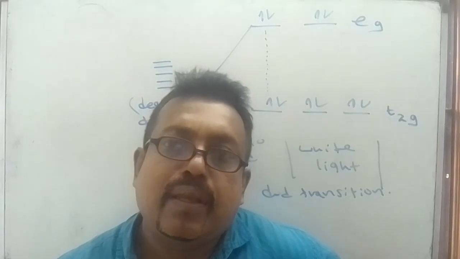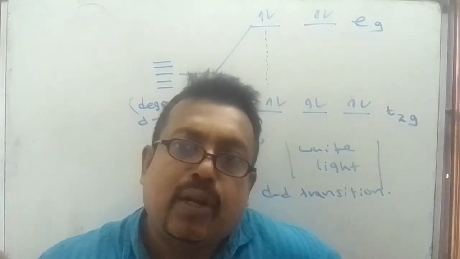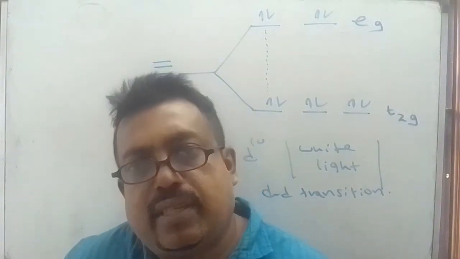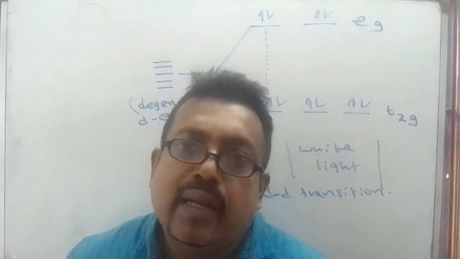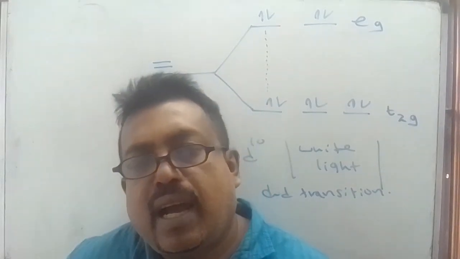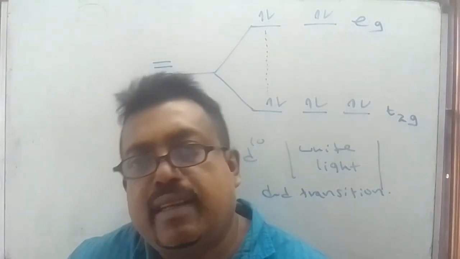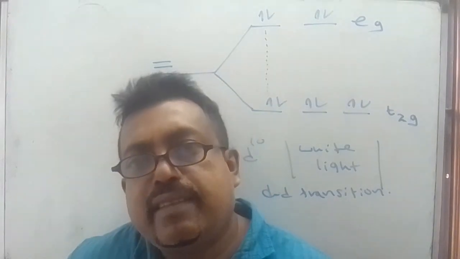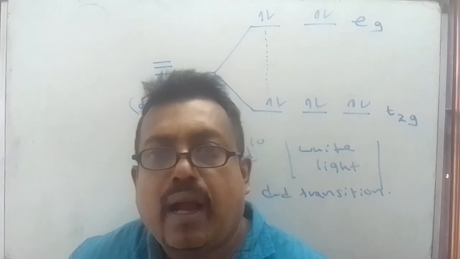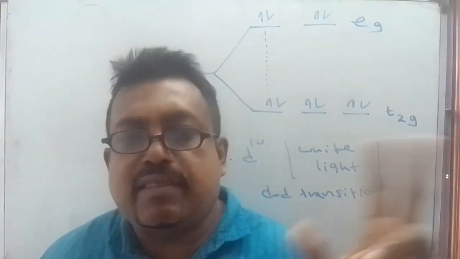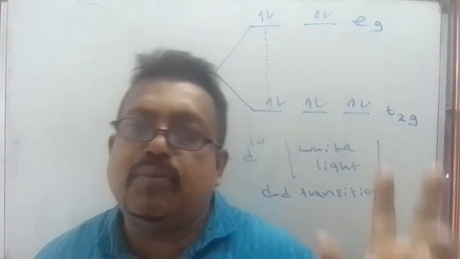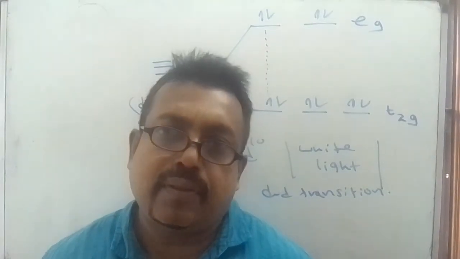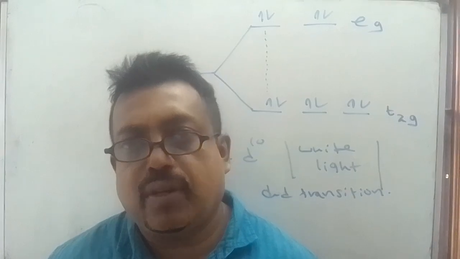So the answer for the question is like this. Since copper 1 plus has d10 configuration, all d orbitals are filled with electrons, 2 electrons each. Therefore, it is not possible to undergo d-d transition when white light is absorbed. That's all. That is the answer. Okay?